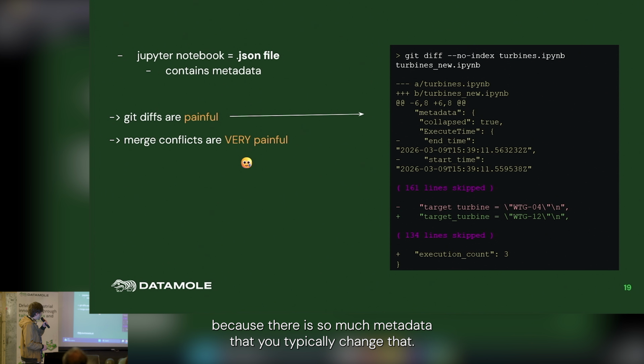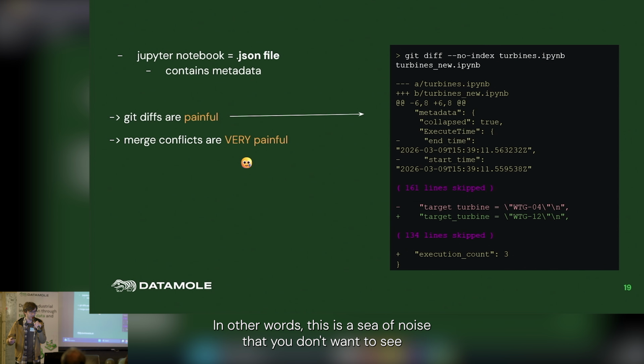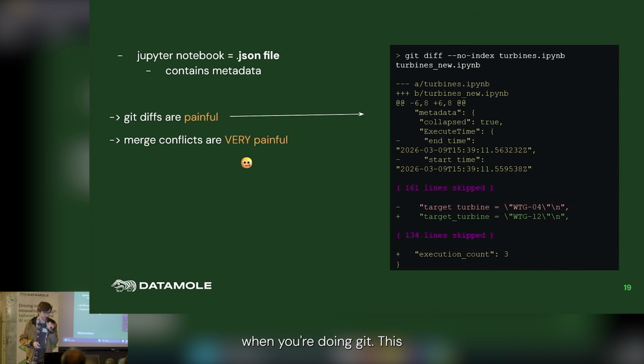that you typically change. I put 10 lines over here, then I skipped one, and then I put the two differences that I wanted to see when I run my git diff, and then there are 134 other lines. In other words, this is a sea of noise that you don't want to see when you're doing git diffs, or even merge conflicts. They are very painful like this.